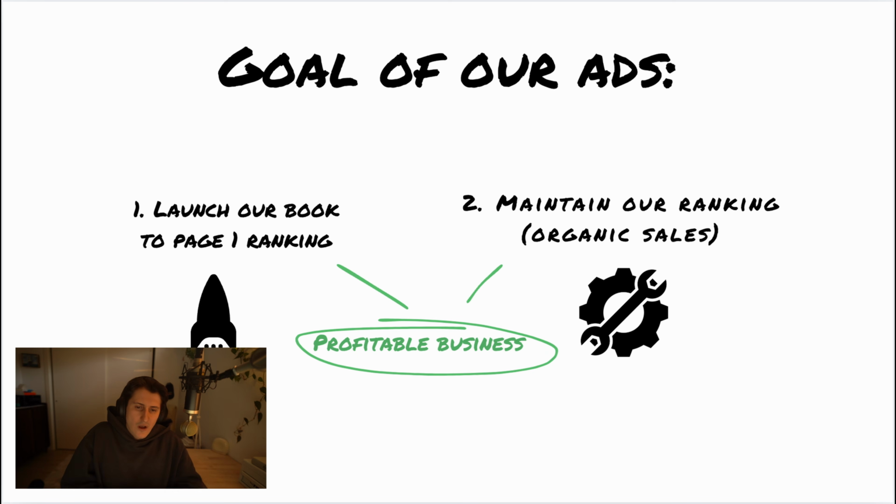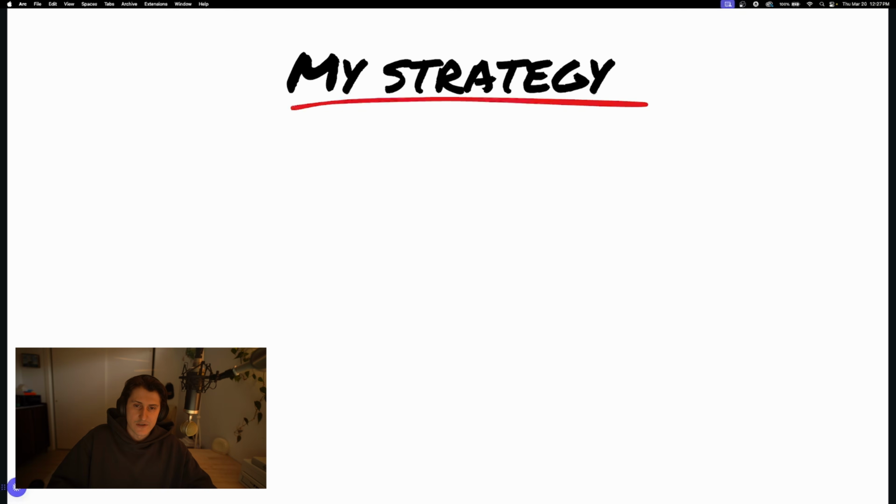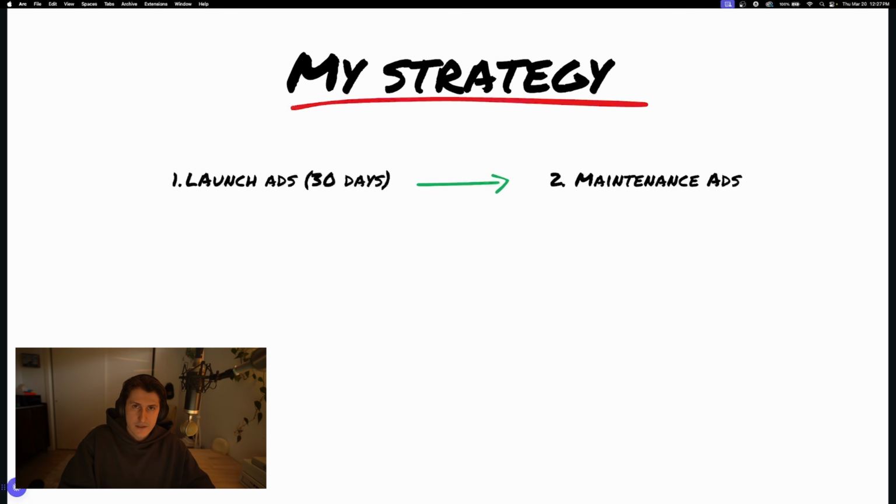So yes, of course, our ads are meant to make sales and be as profitable as possible. But if we aren't getting organic sales and making as much royalties as we can, it's going to be very difficult to be profitable. So the most important thing when it comes to actually making profit on Amazon is organic sales. So what exactly is my strategy? Like I said, I start with my launch ads. This is for the first 30 days my book is live. And then we go into the maintenance ads, which is going to maintain my book over time.